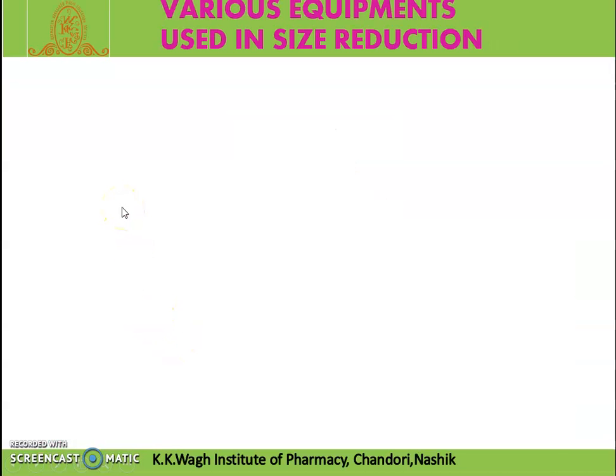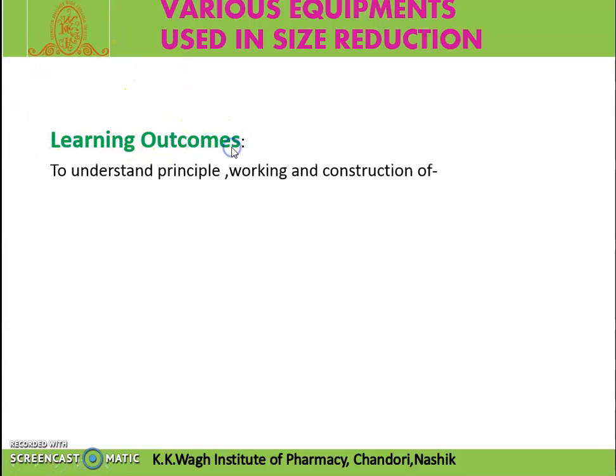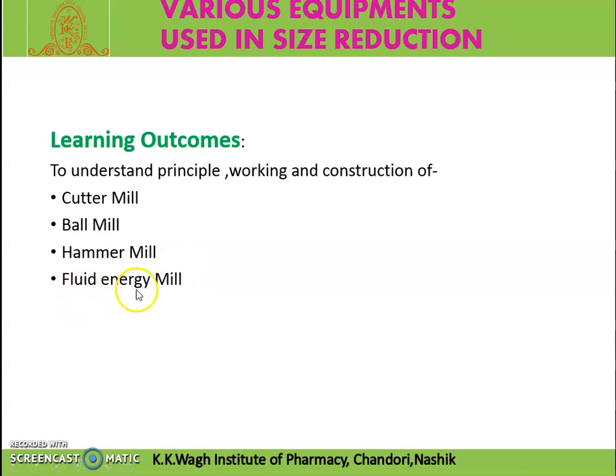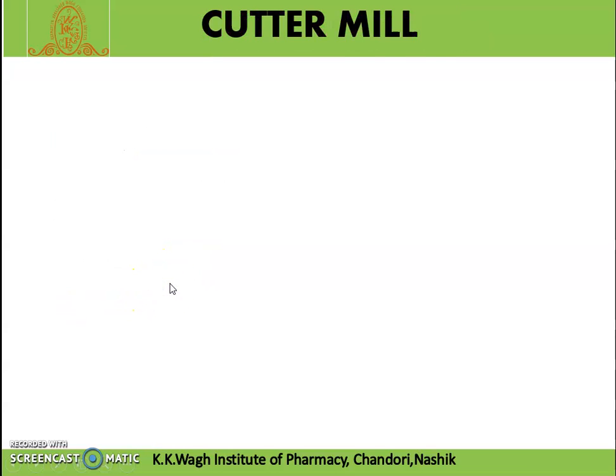Various equipments used in size reduction. Our today's session's learning objective or learning outcome is to understand the principle, working and construction of cutter mill, ball mill, hammer mill and fluid energy mill. First of all, we start with the cutter mill.